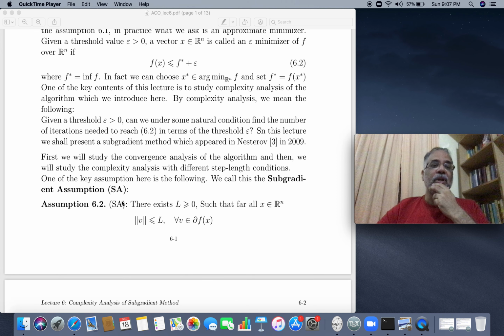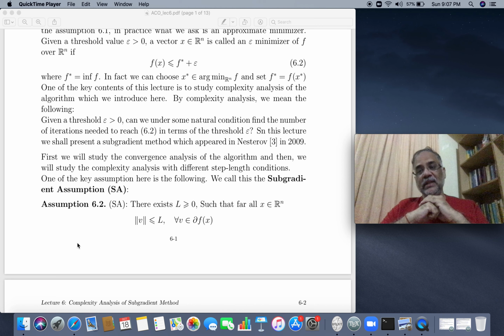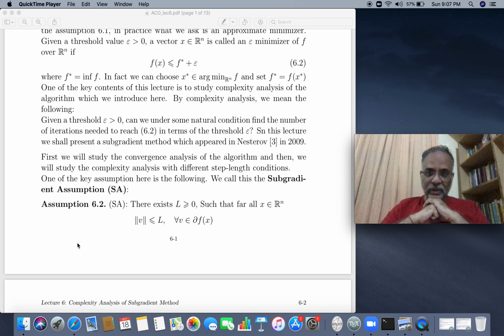Here we call it the subgradient assumption. As you know, we are not assuming differentiability, but because the function is from Rn to R, the subgradient is non-empty everywhere. At most places it has the gradient, but some places it doesn't. What the assumption says is: let there be a fixed L such that for any x that you take in Rn, and any subgradient v in the subdifferential of f at x, the norm of v is always less than or equal to L. It doesn't matter what x you choose, L is independent of the choice of x. That's the first thing you should know.